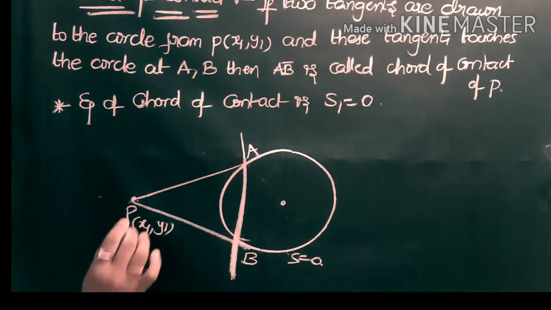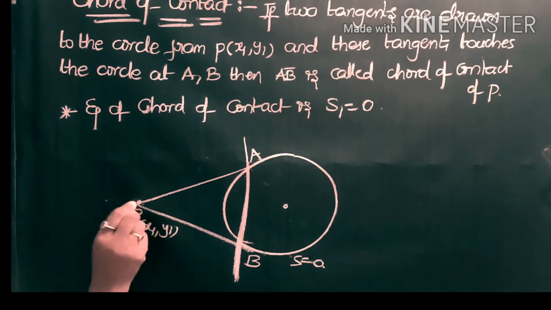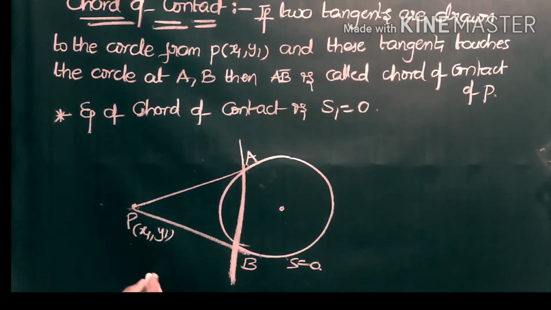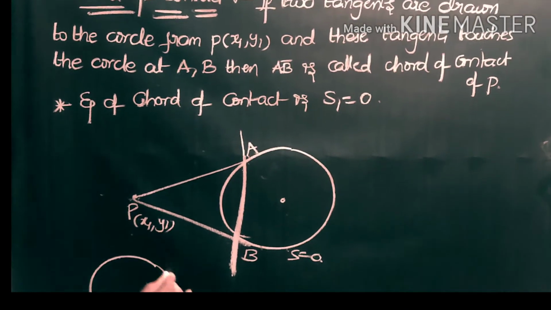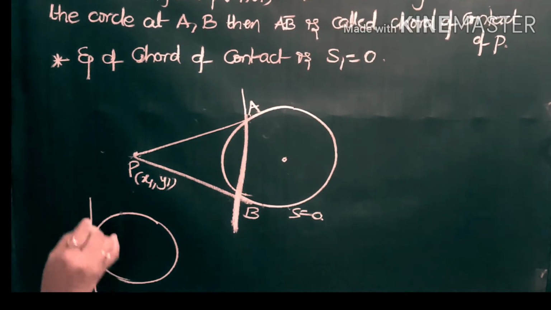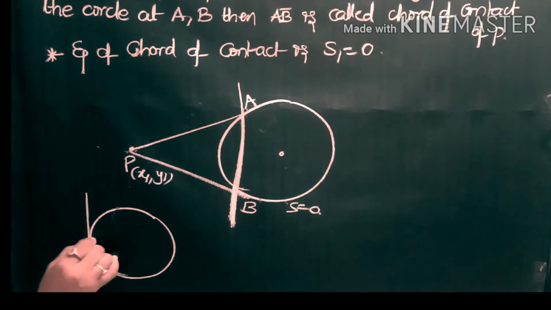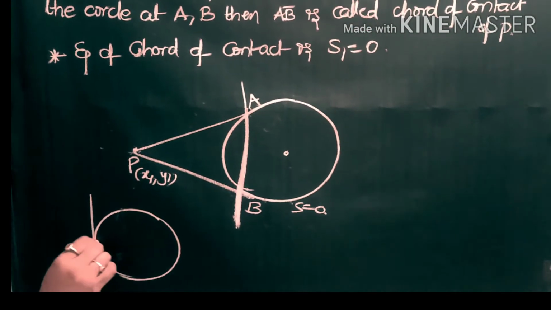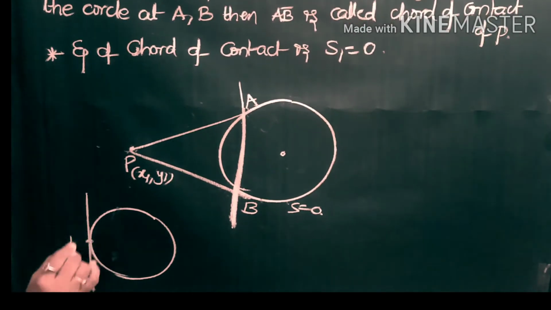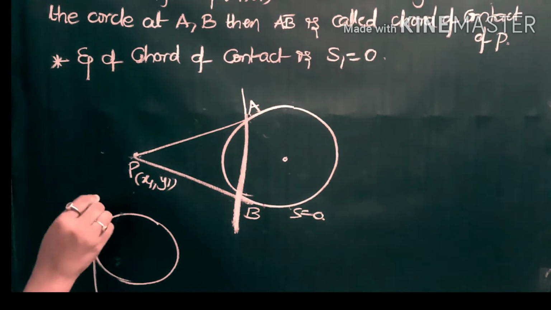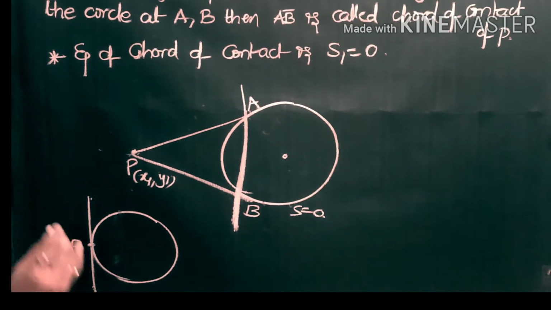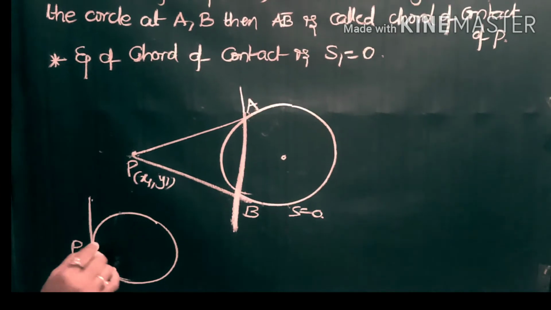Now here we have some special cases. If the point P lies outside of the circle, then the equation of chord of contact is S1 = 0. If the point P lies on the circle, then the tangent itself can be defined as the chord of contact of P. That is, the point P lies on the circle, then the chord of contact coincides with the tangent. In this case, chord of contact and tangent both are equal.